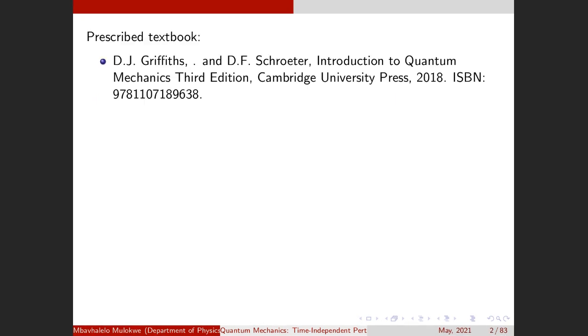So these are the slides. The prescribed textbook that we will make use of for this quantum mechanics course will be the third edition of Griffiths. But if you have the first two editions, even that should be useful. The content doesn't really change much.